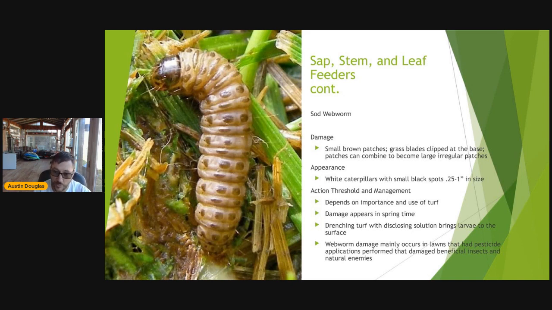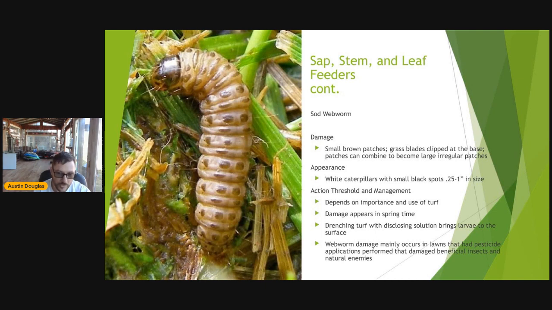And the action threshold in management really depends on the importance of the use of the turf. Again, this is probably going to be more of an issue within a sod farm or within a golf course, not so much on a residential turf. Again, because we have natural enemies, they're going to take care of this. But the damage is going to appear in the springtime.